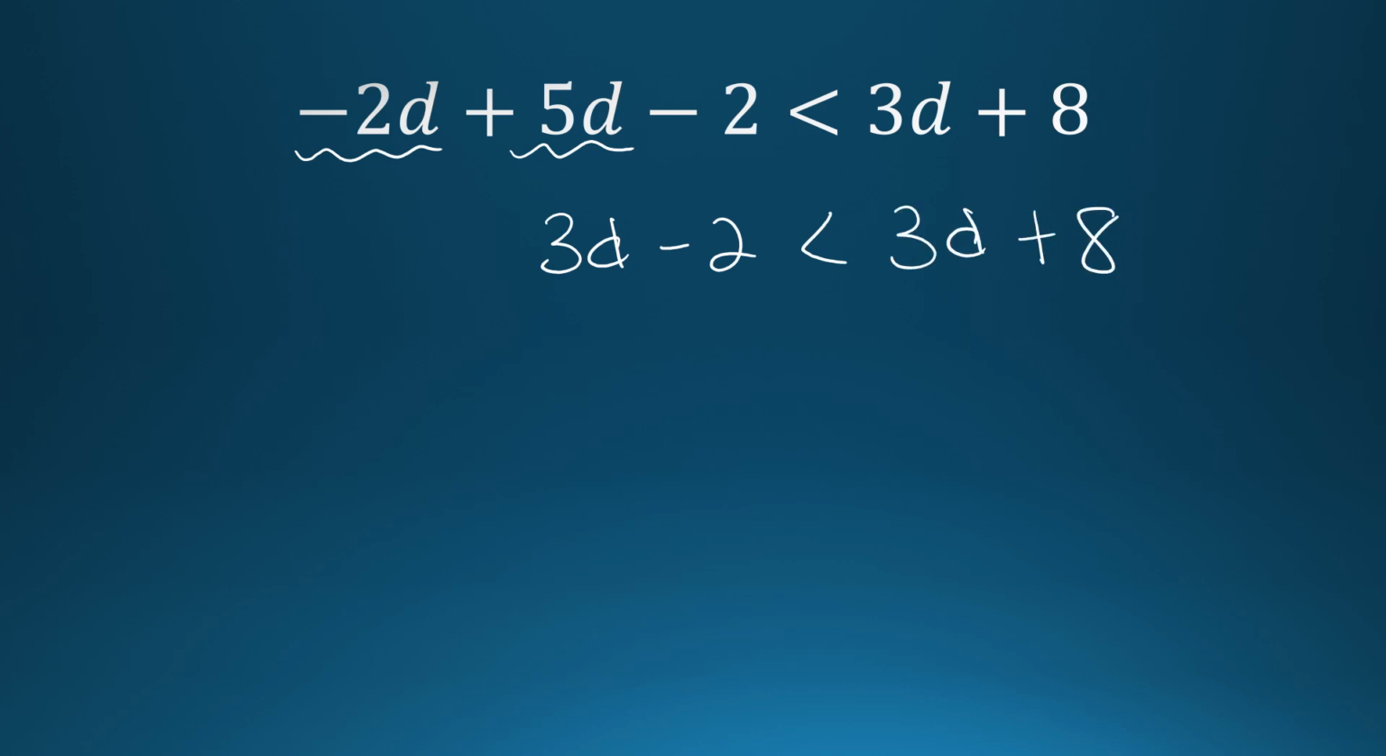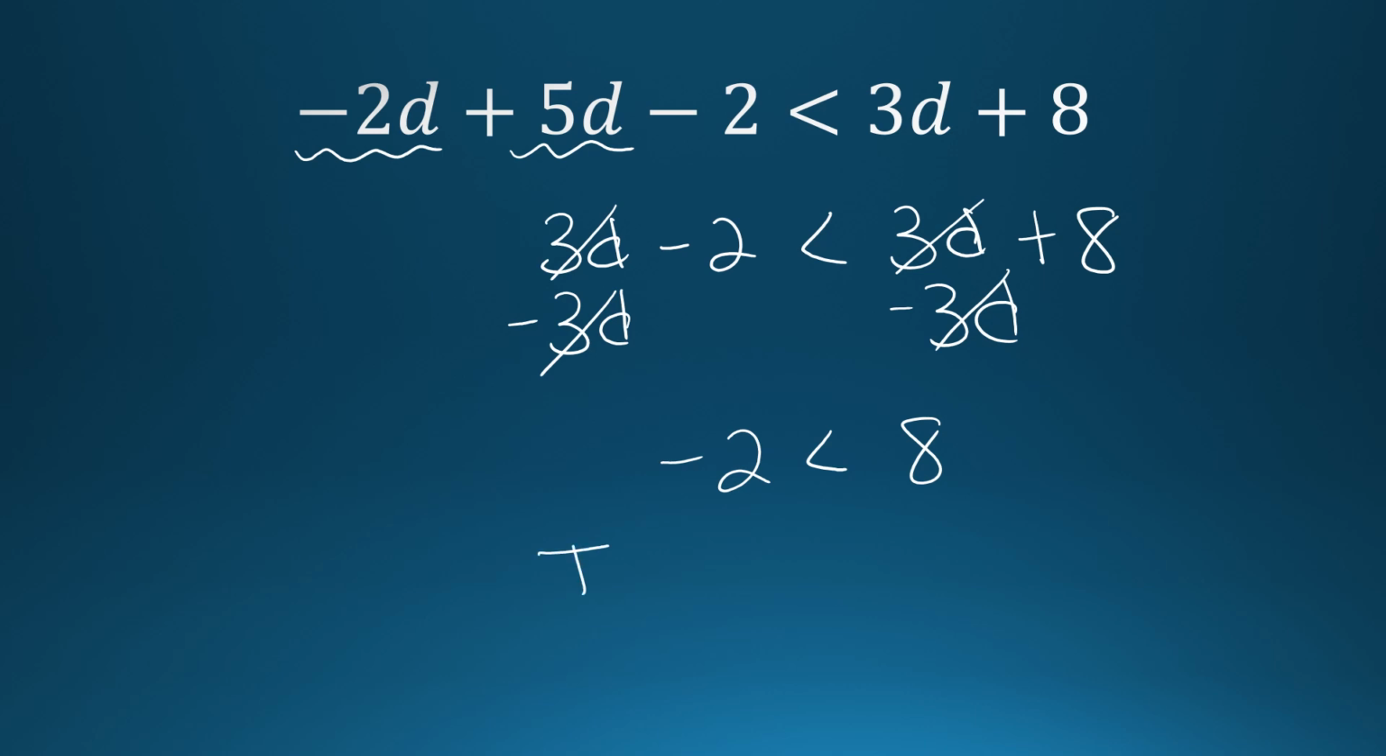Now let's try to get all the variable terms on one side, all the constant terms on the other. So let's go ahead and subtract 3d from both sides. But again, just like the previous example, you'll notice that it cancels out on both the left and the right. We're left with negative 2 is less than 8. This happens to, again, always be true because negative 2 will always be smaller than 8. So that's how we get our infinitely many solutions, when you get an inequality statement that is always true. So this one, infinitely many.